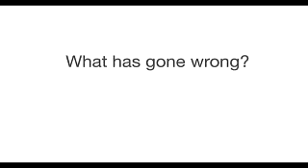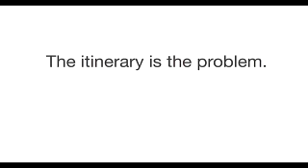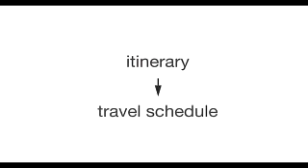Oh dear, what has gone wrong? I think Anna's niece needs some help, don't you? Let's see again what the problem is. It's my niece. She's at the airport. She's on her way to Japan. She said the travel agent gave her the wrong itinerary. The itinerary is the problem. Anna's niece has been given the wrong itinerary. An itinerary is a travel schedule. It's a bit like a timetable for your holiday.